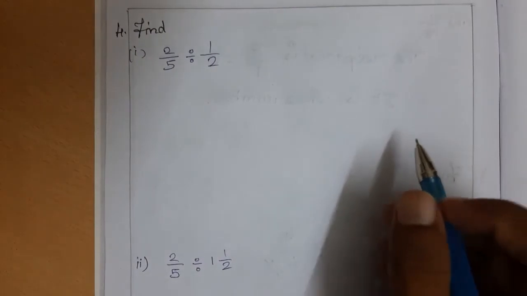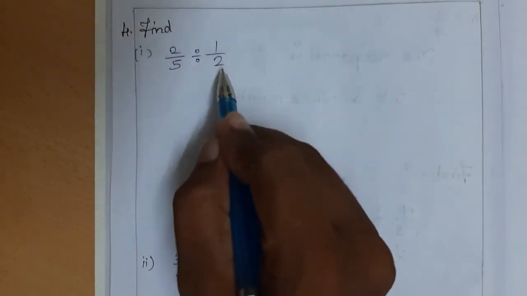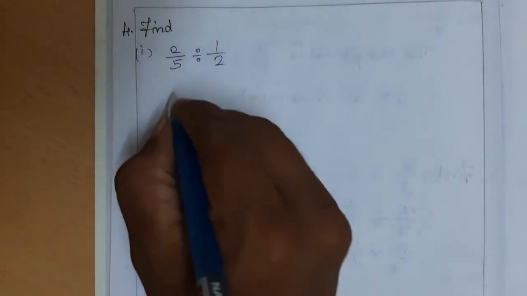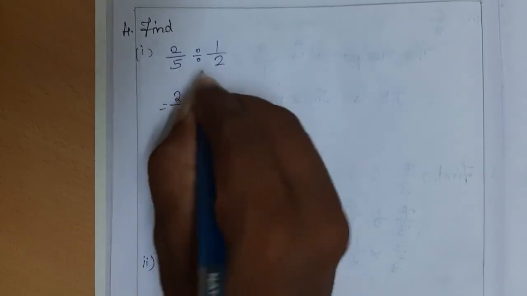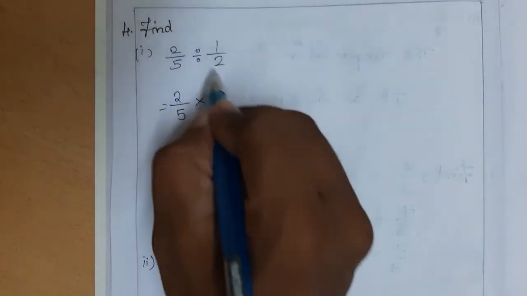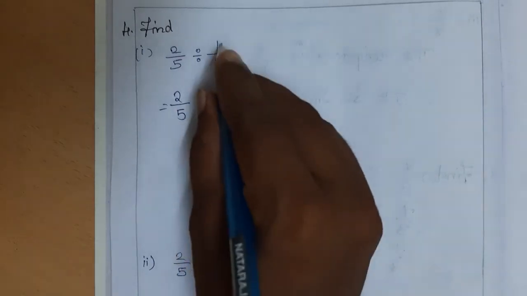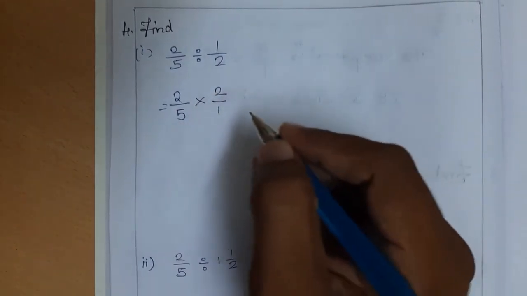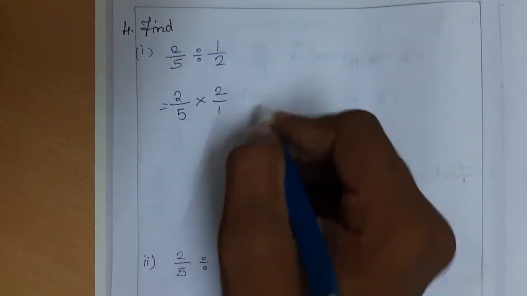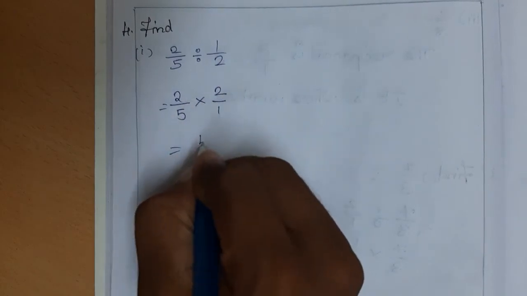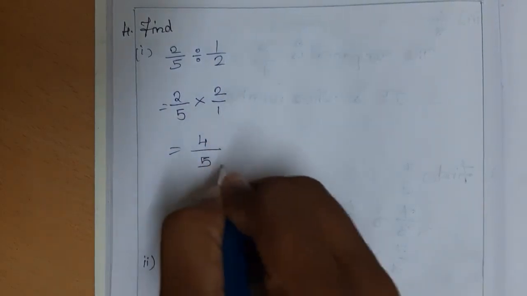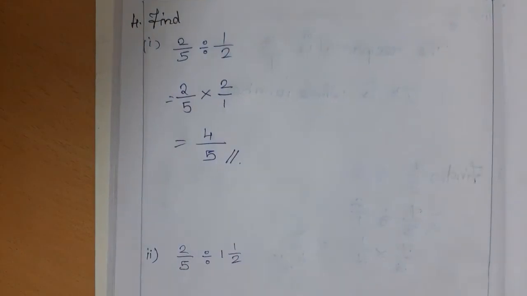So here we go for the next problem. 2 by 5 divided by 1 by 2. So 2 by 5 will remain the same. Division will become multiplication, followed by the reciprocal of the fraction. The reciprocal of 1 by 2 is 2 by 1. Multiply the numerators and the denominators. So 2 2s are 4 and 5 times 1 is 5. It is simplified, and this is the answer.